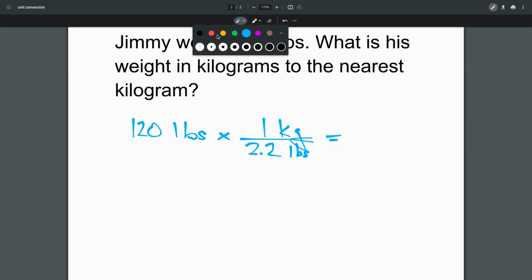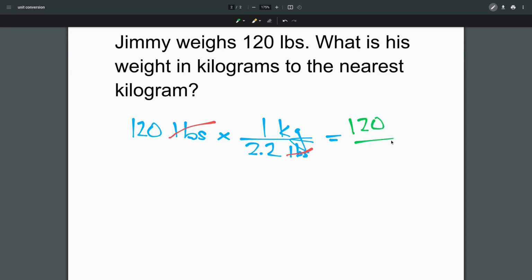Okay, so what units are going to cancel out? Well, the pounds are going to cancel out. All right, and then we're going to multiply across here, and we're going to do 120 times 1 is just 120 over 2.2. That's in kilograms. Okay, so let's do 120 divided by 2.2. We get 54.54 kilograms, and the 54 is repeating.